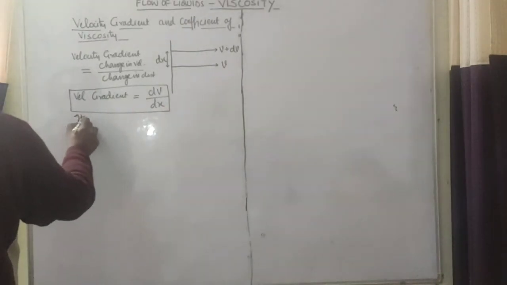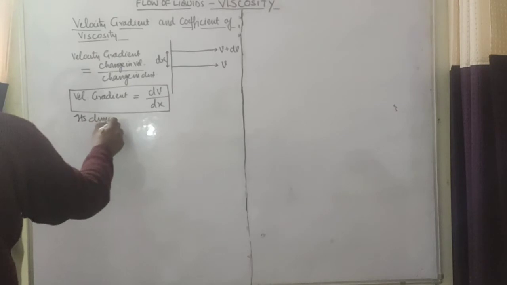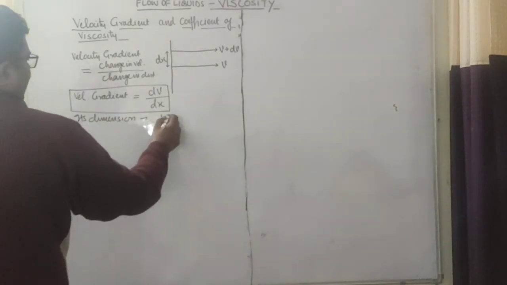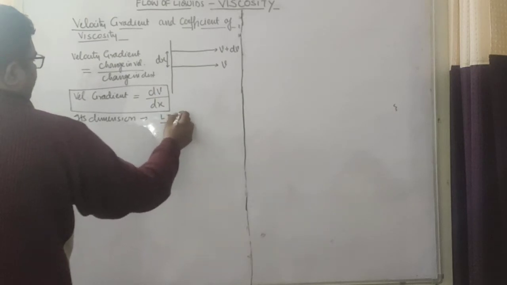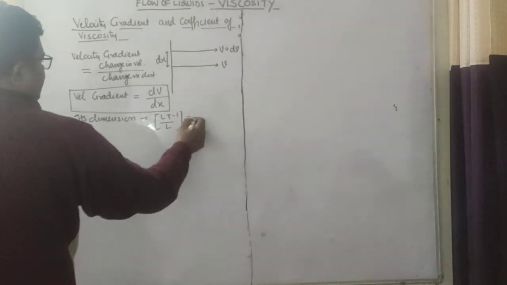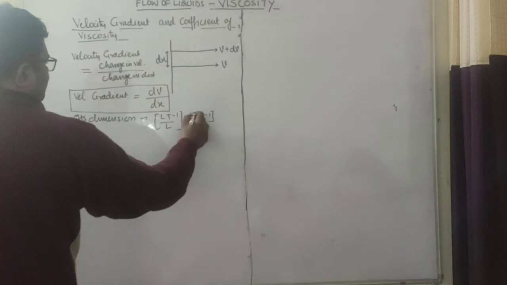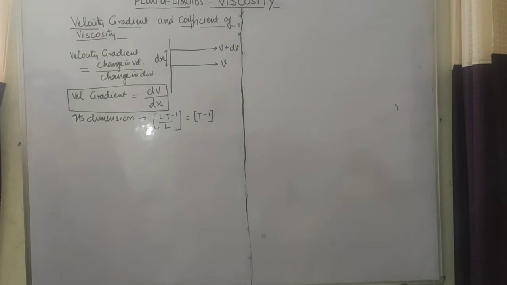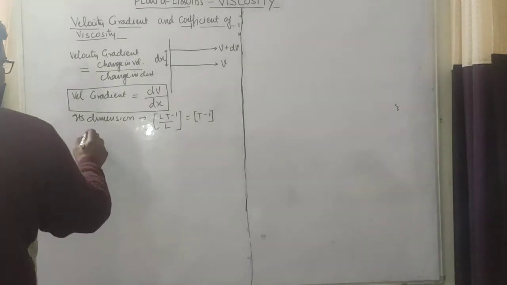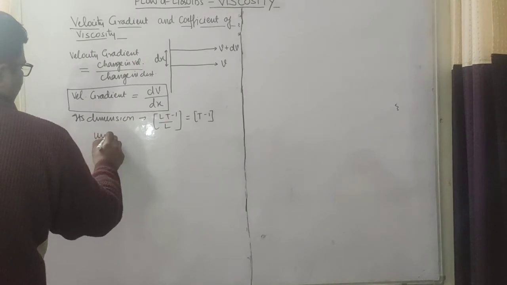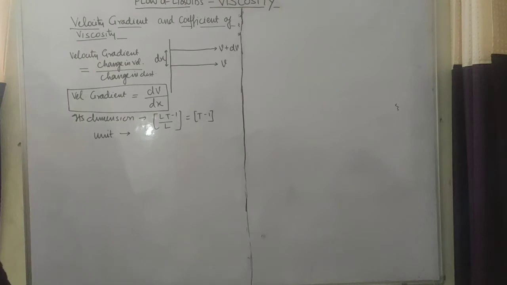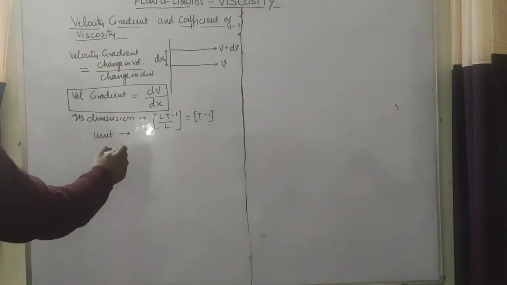Its dimension is L t minus 1 upon L, that is T minus 1, which is similar to frequency. So its dimension is similar to frequency, and unit will be, what will be the unit? Per second.